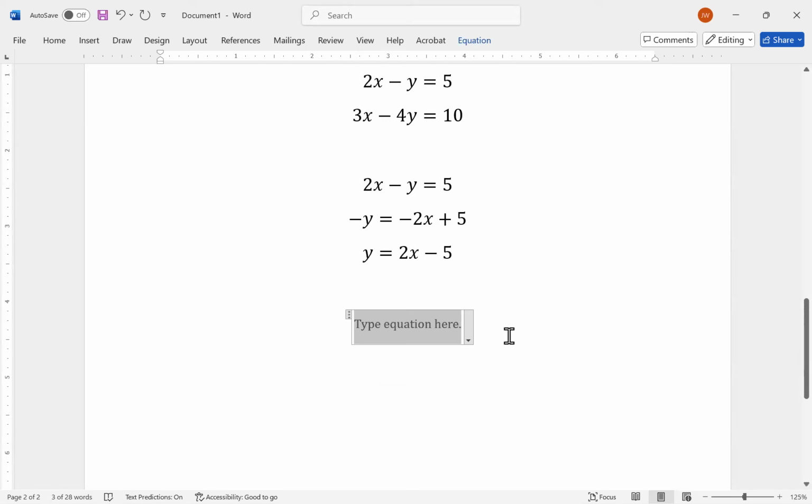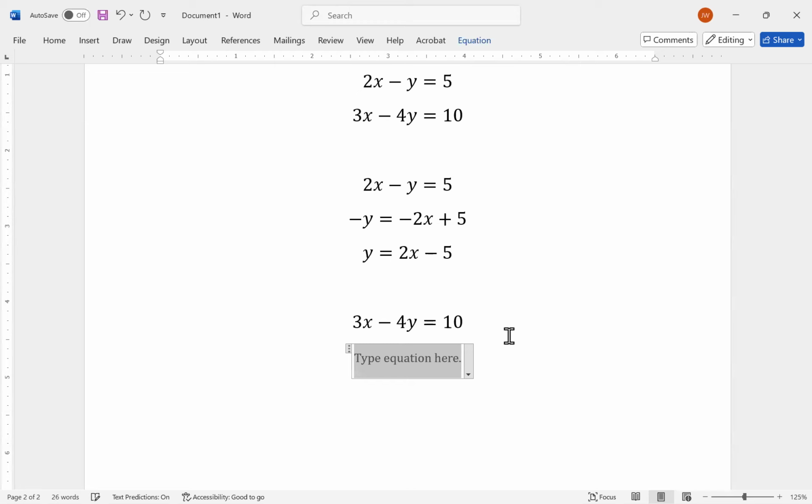For the 3x minus 4y equals 10, I would do the same thing. I would subtract 3x from both sides and then divide by -4. I'd get y equals 3/4 times x minus 2.5, or 5 halves. It doesn't matter how you write that.